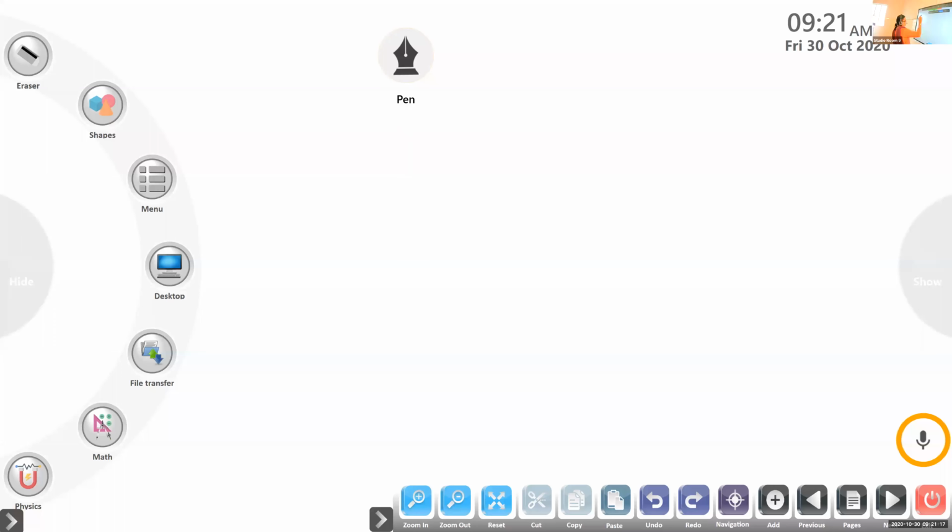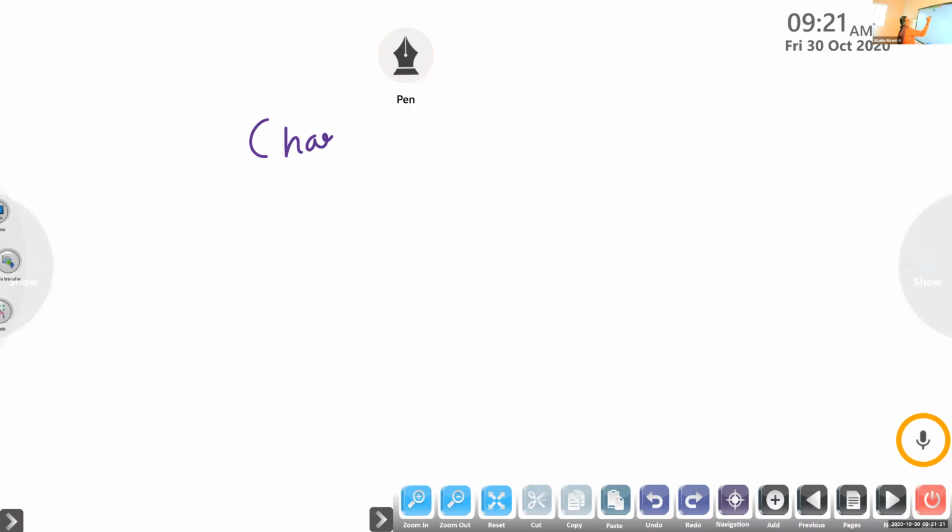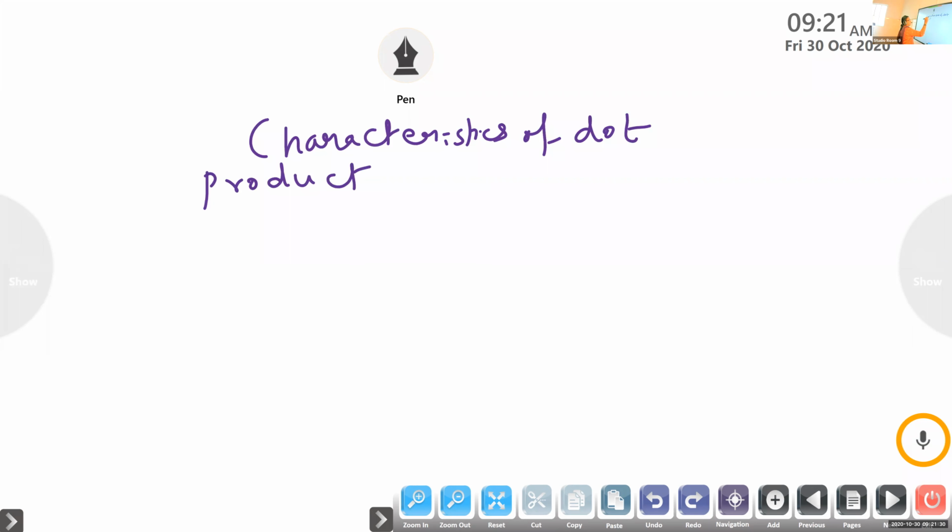So you can write the heading. This is only just copy. You have to learn it by heart. This can come for one word answers and all. Characteristics of dot product. Those who come late also can copy by the time.